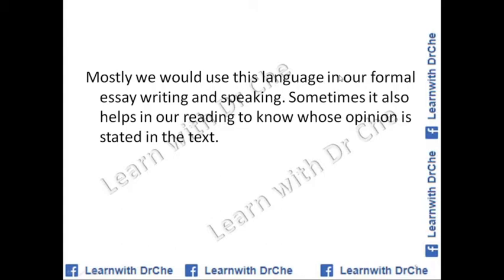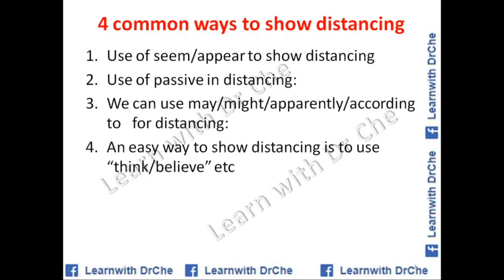Mostly we would use this language in our formal essay writing or speaking. Sometimes it also helps in our reading to know whose opinion is stated in the text. It is very important topic. There are four common ways to show distancing. Number one is use of seem or appear to show distancing. Number two is passive voice, use of passive. Number three is use of may, might, apparent, according to show distancing. Number four is use word think or believe.